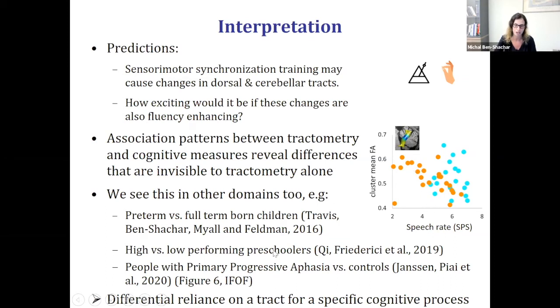But if you look at the association patterns, they're different. So I think this is a more general phenomenon, and it might show us that associations are more sensitive, and we can gain a lot of sensitivity by looking at associations beyond group differences. And potentially this means that there is a differential reliance on a specific tract for a given cognitive process by the two groups. That's how I would interpret this.